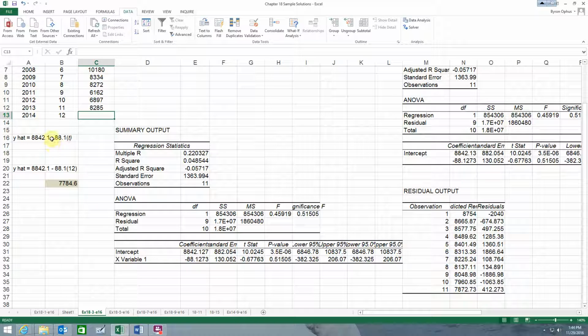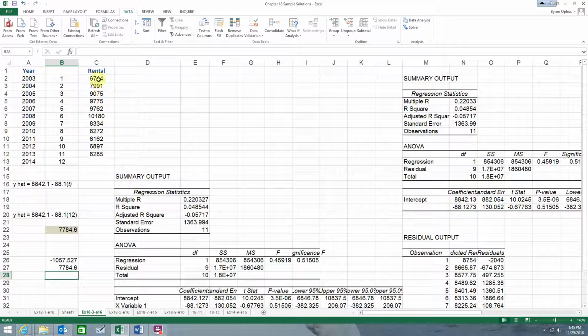8,842 minus 88.1 times 12. So I could do that math. This is equal to 12 times this one, and then it's equal to this, in this case I'd have to hit plus this one. There you go. 7,784.6 would be our estimate. And that kind of looks right.